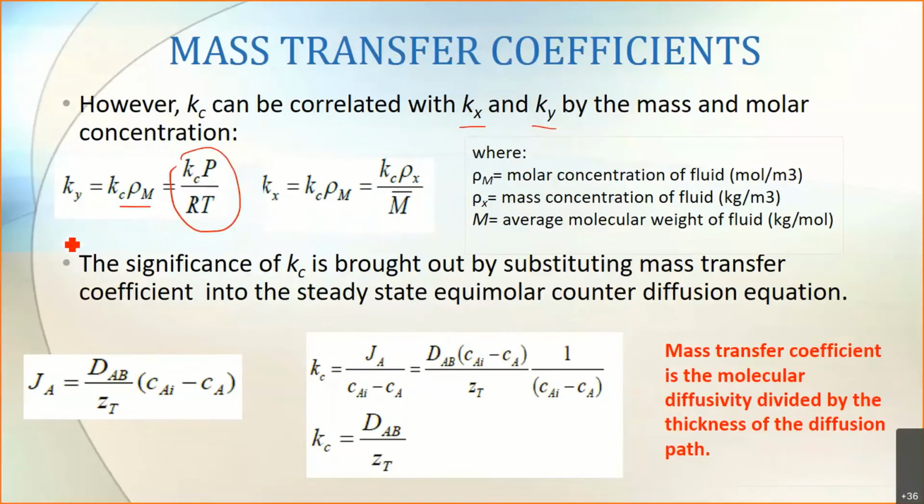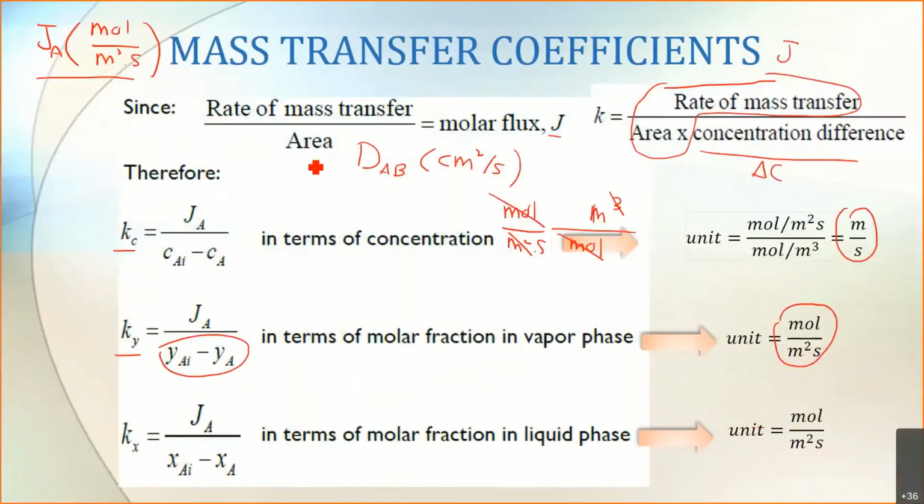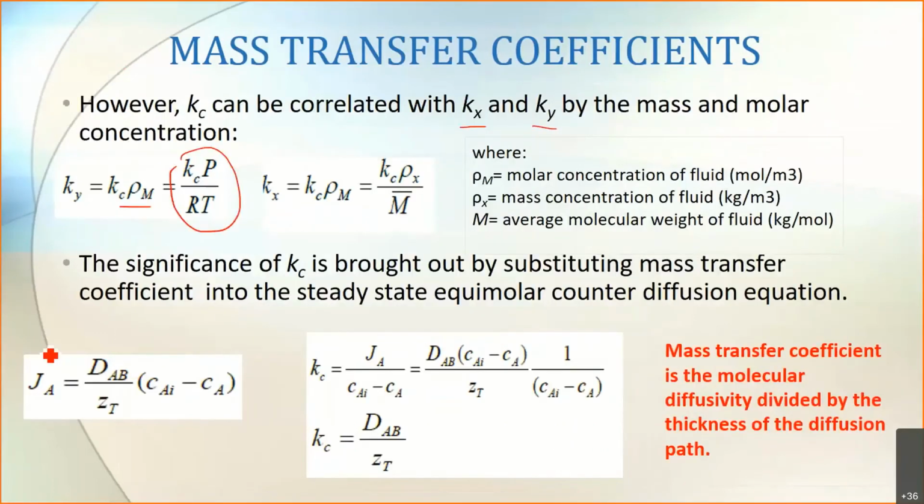And then when we look at our equation just now, this is our Fick's law, right? This is our Fick's law. So basically what we are trying to do here is that we want to find a relationship between our Fick's law and our Kc value. Now if you look here, if you do substitution, you know that we already defined that Kc is equal to Ja over Cai minus Ca, which is your delta C.